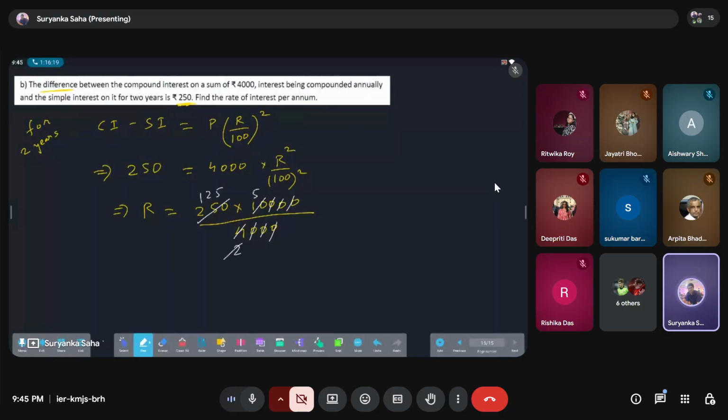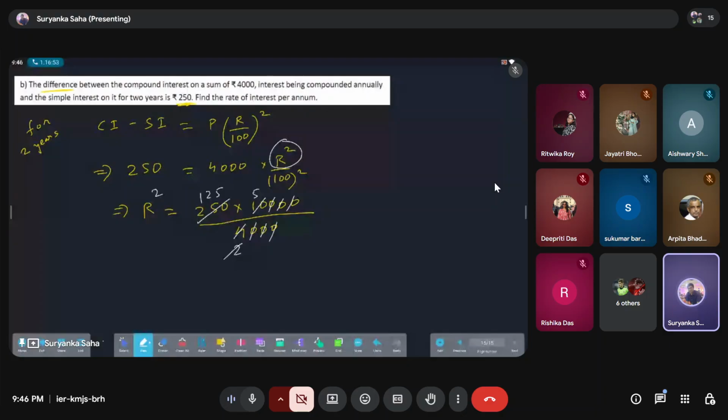Have I put the values correctly? P into R by 100 whole square, the difference is 250, by 4000. Yes, the value is the same. So let me see, just 1 minute. 125 into 5 is this much. Yes. Okay, coming. So this is 125.